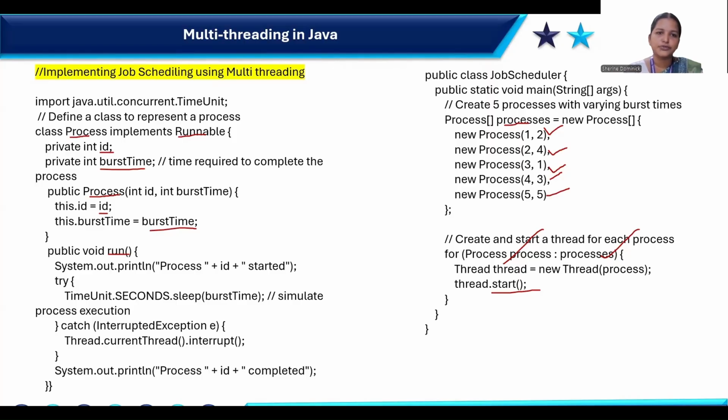For process 2, it is 4. For process 3, it's 1. For process 4, it is 3. And for process 5, it is 5. So when we run the code, once the burst time of each process gets over, it automatically transfers to the next process. Thank you. We will continue the presentation.